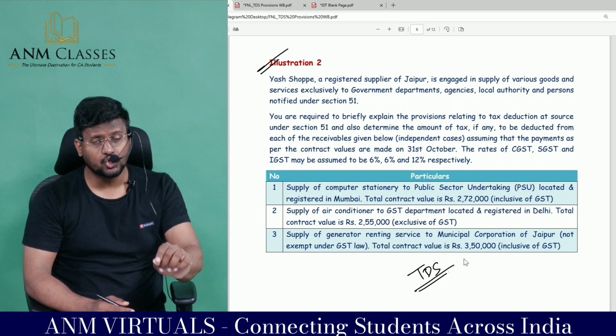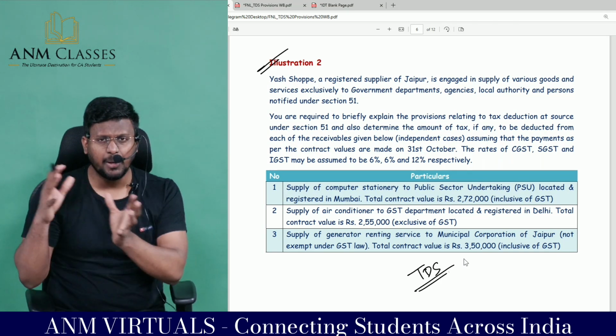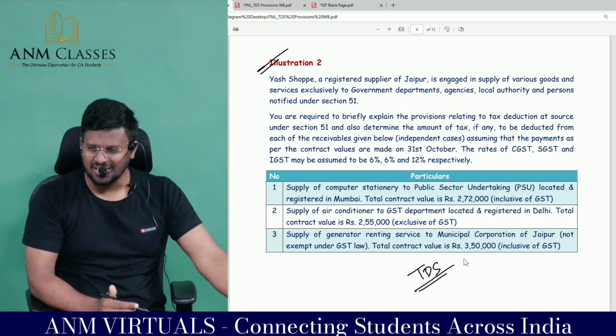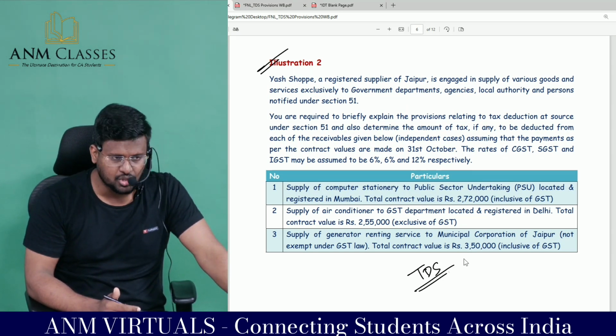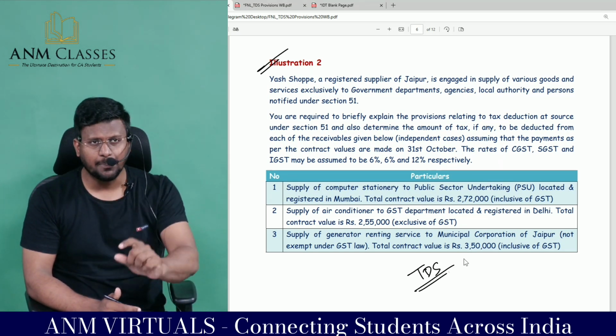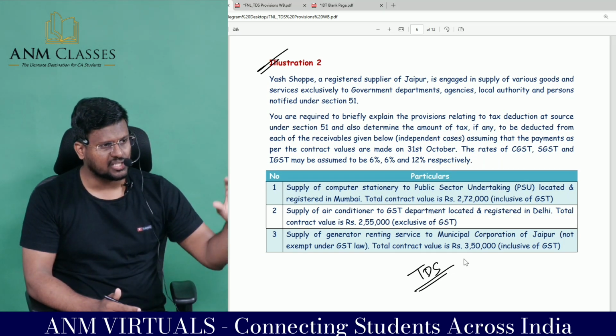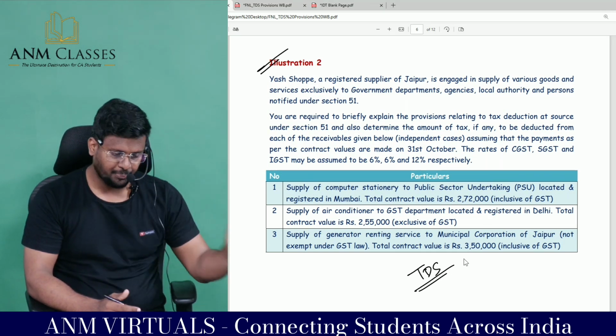But before that, you have to check the nature of the supply. Supply may be intra-state supply or interstate supply. If it is interstate supply, proceed. If it is intra-state supply, check whether it is falling in the exception. The exception is nothing but if the supplier and the place of supply are situated in one state and the location of the recipient is registered in another state, don't deduct.